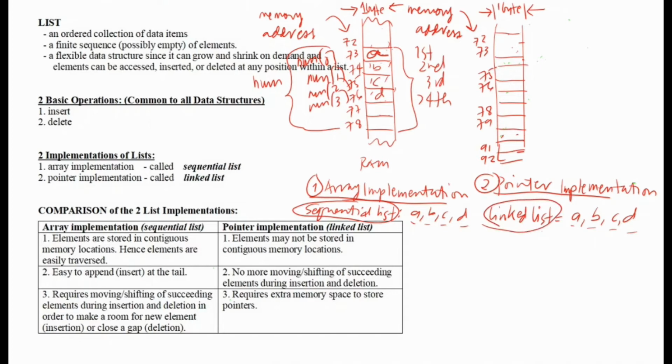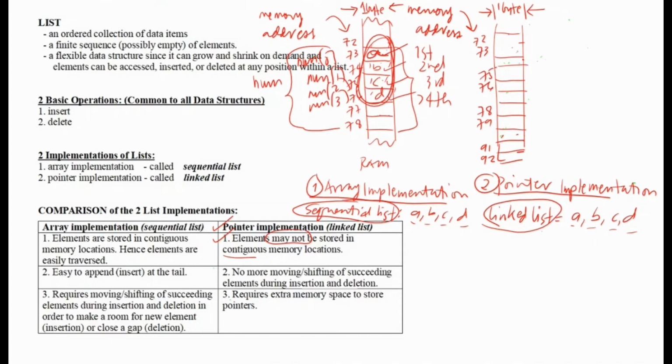For the pointer implementation or linked list, the first characteristic is that elements may not be stored in contiguous memory locations. So as you can see here in the sequential list on the left side, the array implementation, the elements A, B, C, D are contiguously stored in the RAM, or the 4 elements are stored in contiguous memory locations. While for linked list, the elements may not be contiguously stored.